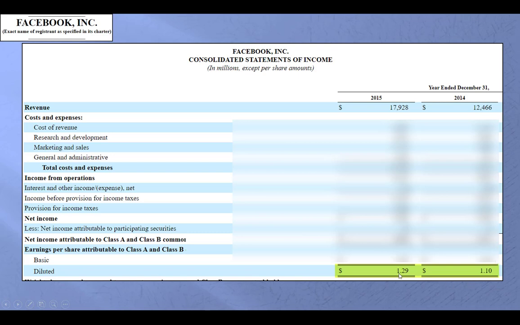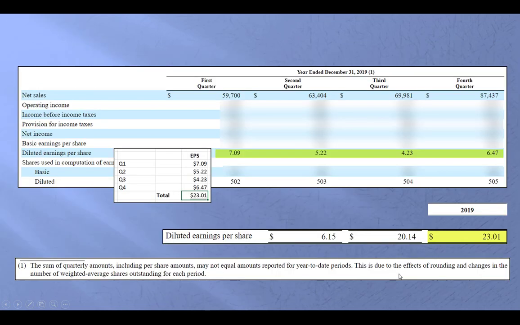Let's have a little closer look, and let's have a look at Amazon. These are the 2019 numbers. Their fiscal year is the calendar year. 7.09, 5.22, 4.23, 6.47 with the quarterly EPS numbers. I add them up, 23.01. I go to the annual numbers, 23.01. I get a match, and this looks pretty good.